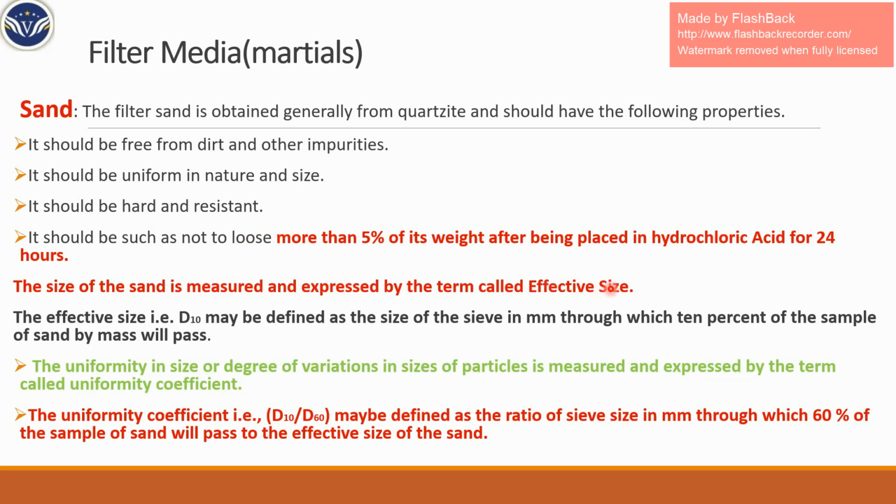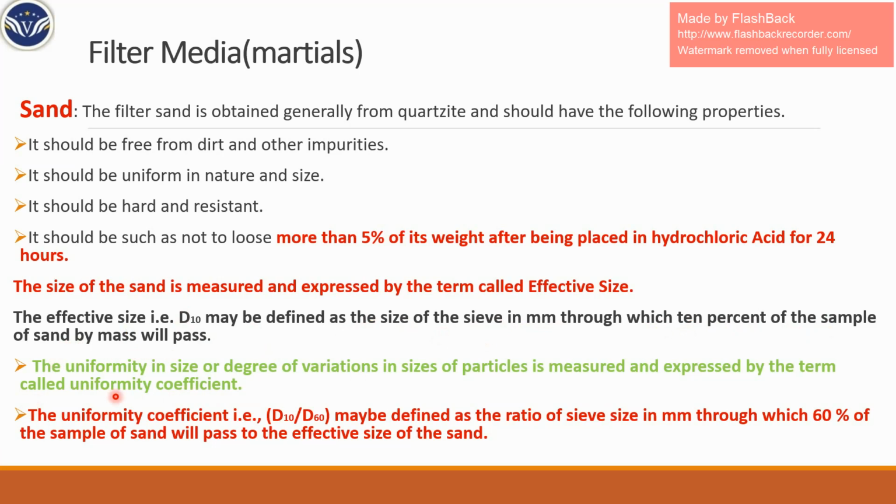I used the word effective size there. What do you mean by that? Effective size of the sand is a measure and expression of size. When I said D10, what do you mean by that? It may be defined as the size of sieve in mm through which 10% of the sand sample by mass will pass. So D10 means 10%.